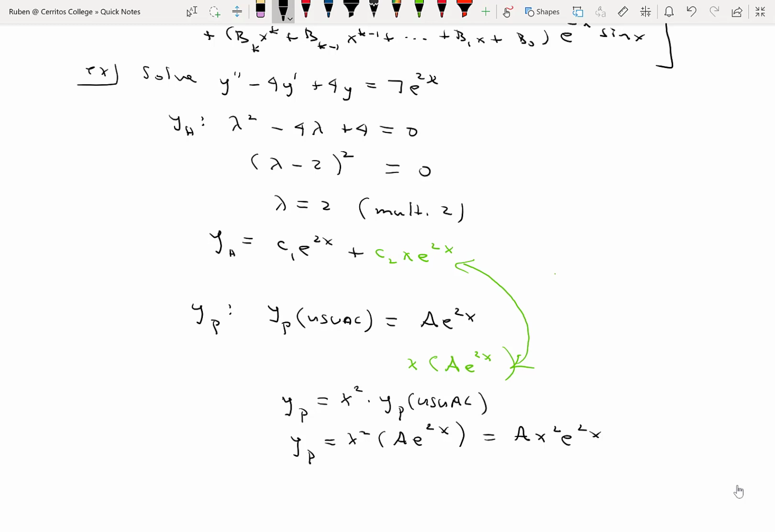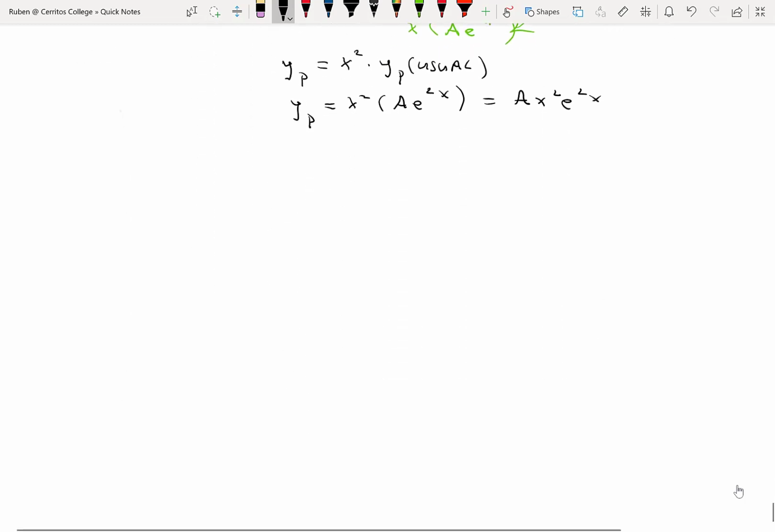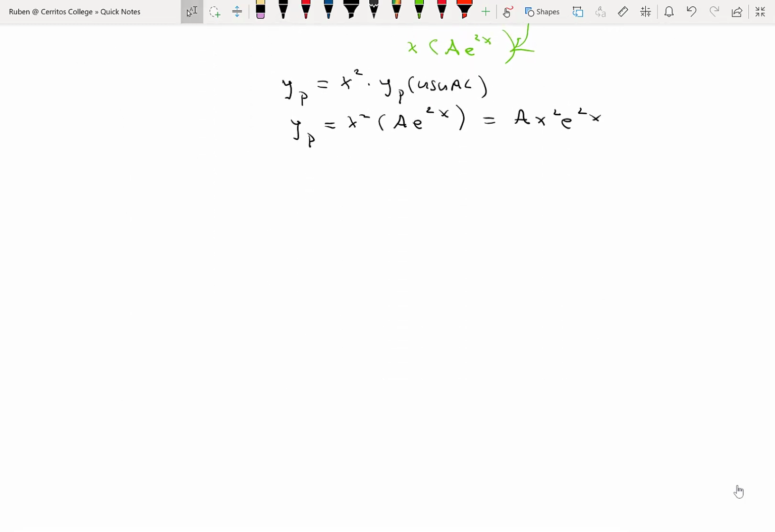I have one more very quick example to show you, and I assure you it goes very, very quickly. But I want to show you a bit of a difference between my explanation of that power of x adjustment for y sub p compared to the author's explanation.